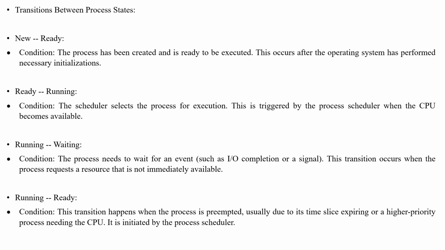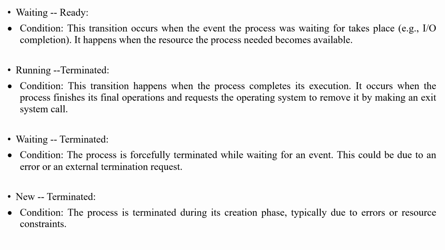Running to ready: this transition happens when the process is preempted, usually due to its time slice expiring or a high priority process needing the CPU. It is initiated by the process scheduler. Waiting to ready: this transition occurs when the event the process was waiting for happens, and the resources the process needs become available.